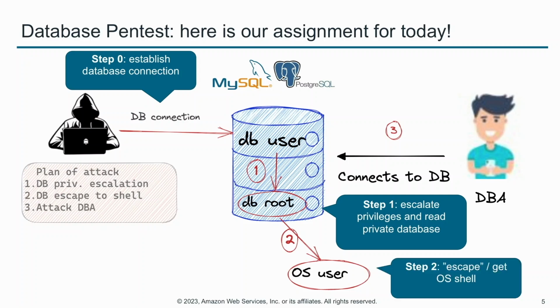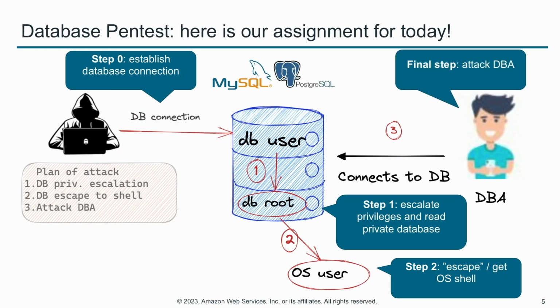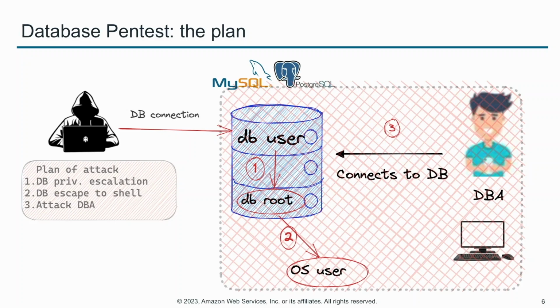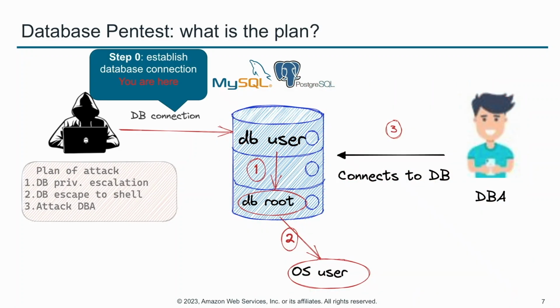While we have that root user, we'll try to do a database escape. Escape means that at step one, we only have a root connection to the database. But we will try to get a shell to the server where MySQL is running. And finally, we will try to attack this poor guy, the MySQL DBA. We'll try to attack the DBA's workstation. So this is our plan. The ultimate goal is to own not only MySQL, but also the workstation of the database administrator that connects to the MySQL.